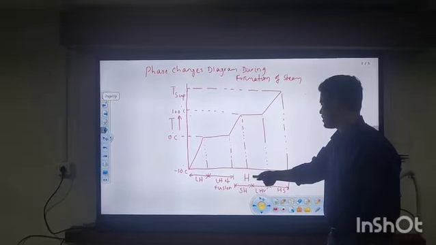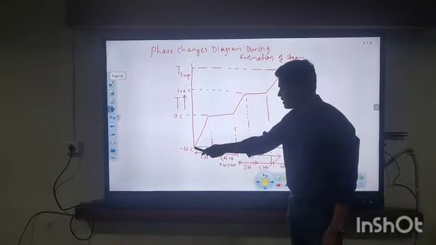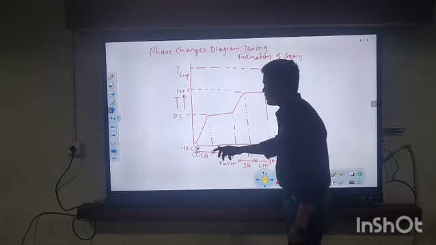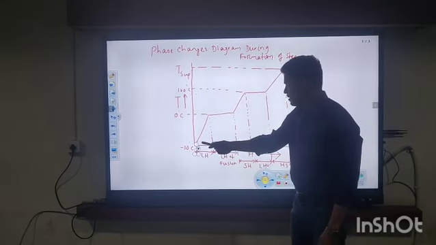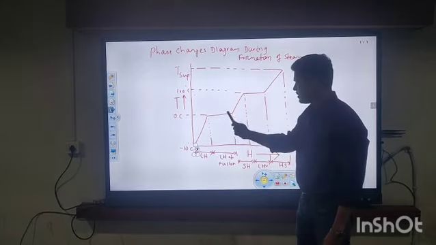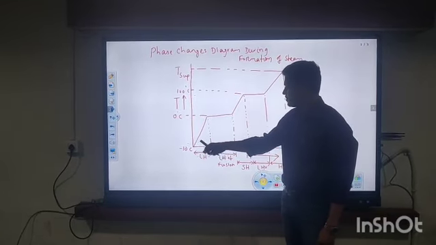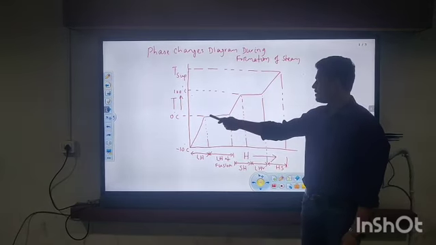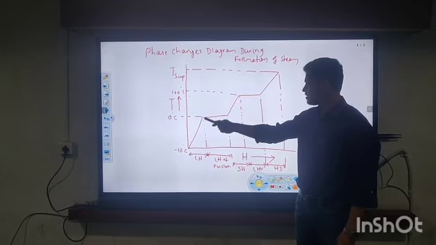The x-axis shows the enthalpy, and the y-axis is the temperature. So here the ice is at minus 10 degree centigrade. Initially the ice will absorb the heat, then the ice converts from minus 10 degree to 0 degree ice, and the heat absorbed during that process is called the latent heat, from minus 10 degree to 0 degree centigrade. Then after reaching 0 degree centigrade, that is also called the saturation of solid.